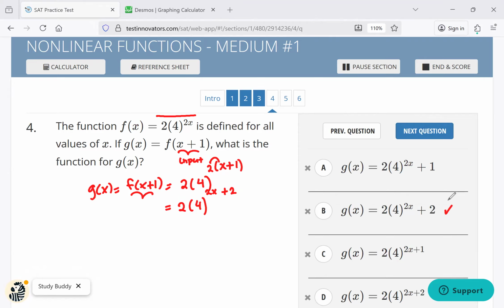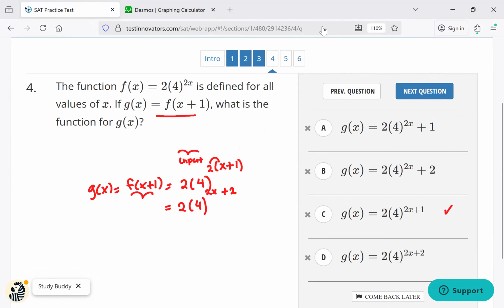Wait, no, not letter B, because ours is 2, 4. Sorry, my bad. This plus 2 is not in the power of 2. It's like a vertical shift. It's outside, not in the parentheses. It's actually going to be letter D. g of x equals 2 times 4 raised to 2x, plus 2.